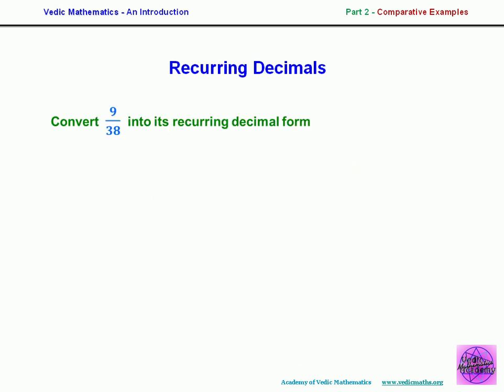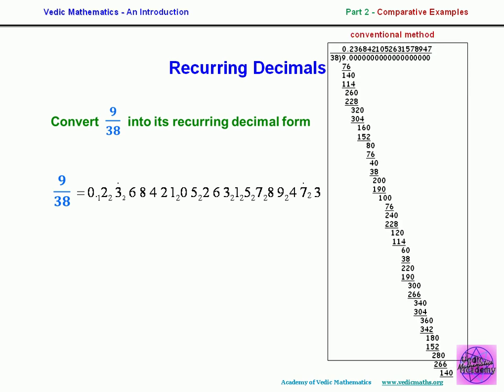Recurring decimals, if you want to convert 9 over 38 into its recurring decimal form, this is the Vedic method, which is one line. We get the answer very easily, actually by dividing by 4. And there's the conventional method where you actually have to divide by 38 at each step.